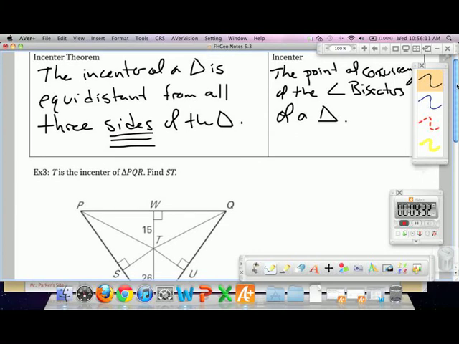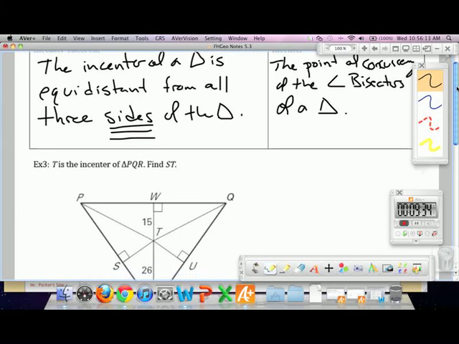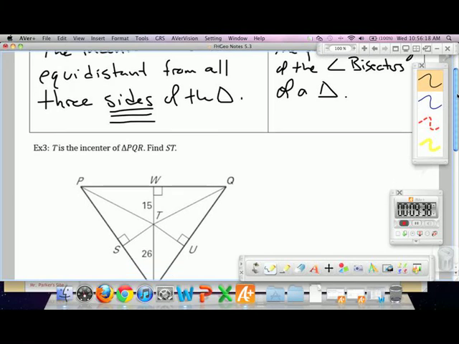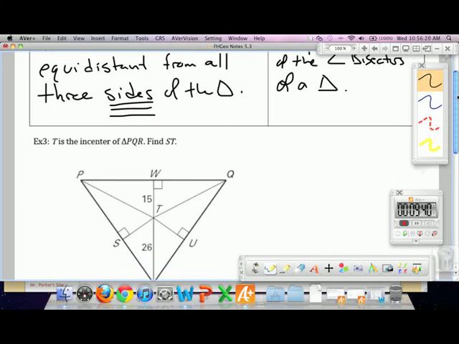I'm going to creep it down a little bit. If I say T is the incenter, according to the incenter theorem, it's the same distance from all three sides. So if we draw a segment from this point to each of the three sides at a right angle, those things have to have the same length. So then what's the length of ST? 15.